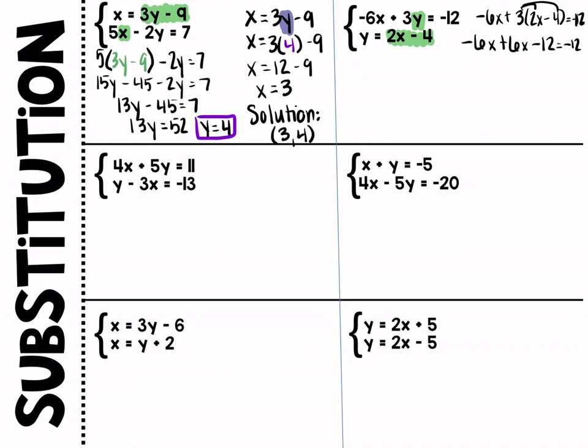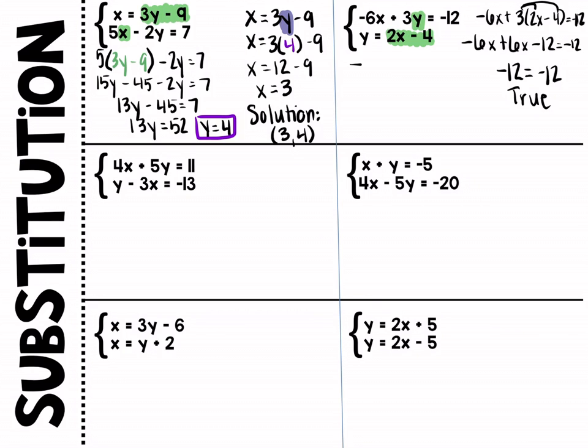So I have negative 6x, 3 times 2x is 6x, 3 times negative 4 is negative 12, equals negative 12. Now, if you notice, I have negative 6x plus 6x. That ends up canceling itself out, right? That's 0. So what's left is negative 12 equals negative 12. And so we have to look at that. That is a true statement.